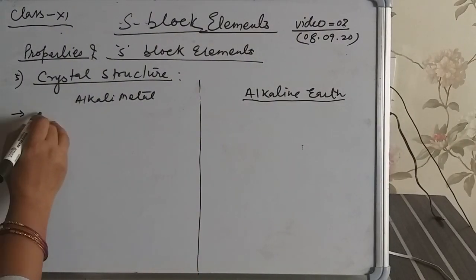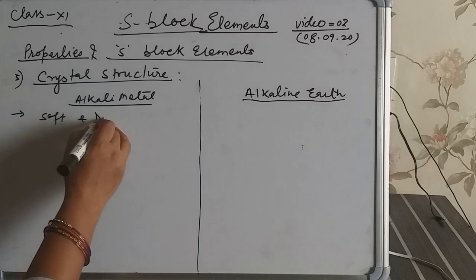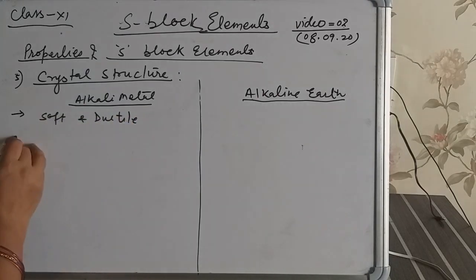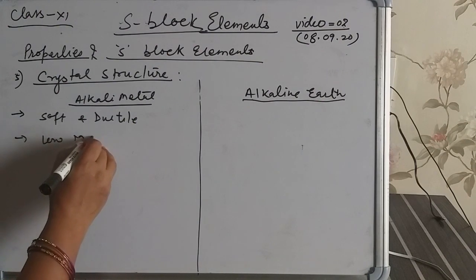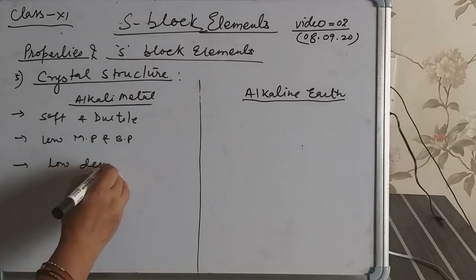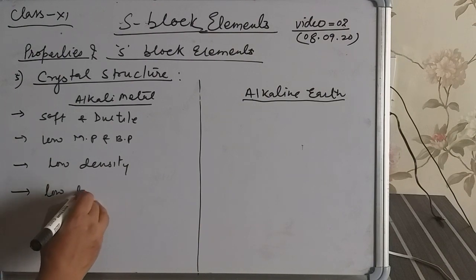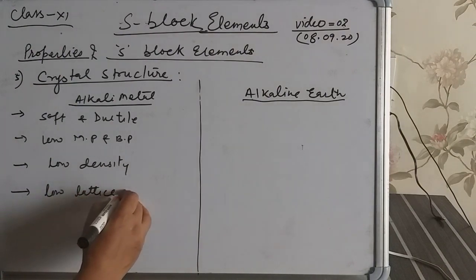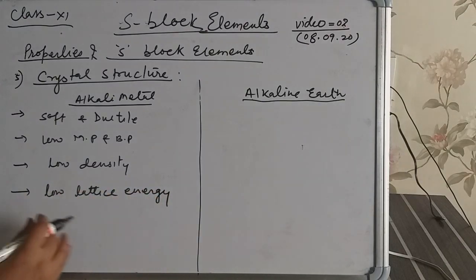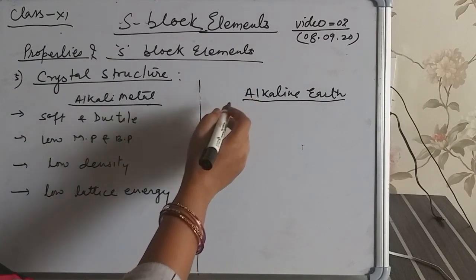So this is the reason the alkali metal group members are soft and ductile, with low melting point and boiling point, low density and low lattice energy. All this depends on their structure, because they exist in a body centered cubic structure, meaning less efficient packing.